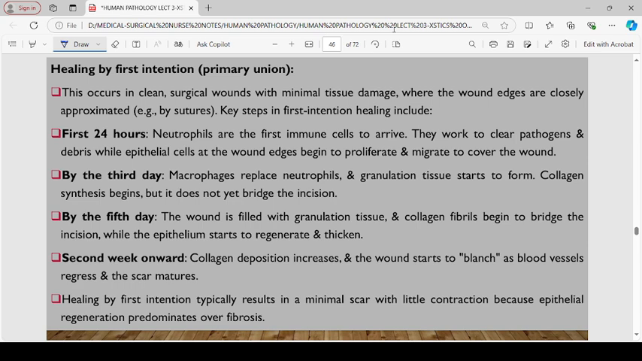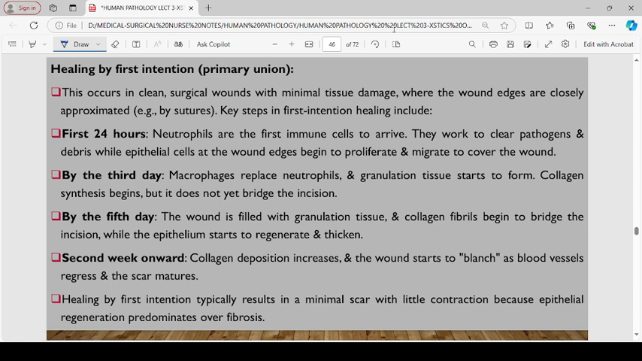The key steps include, during the first 24 hours, neutrophils will be the first immune cells to arrive, and they work to clear pathogens and debris, while epithelial cells at the wound edges begin to proliferate and migrate to cover the wound. Then by the third day, macrophages replace the neutrophils and granulation tissue starts to form. Collagen synthesis begins, but it does not yet bridge the incision.